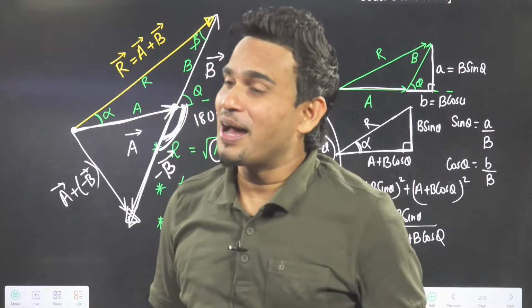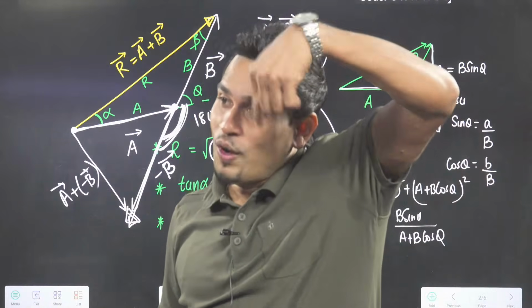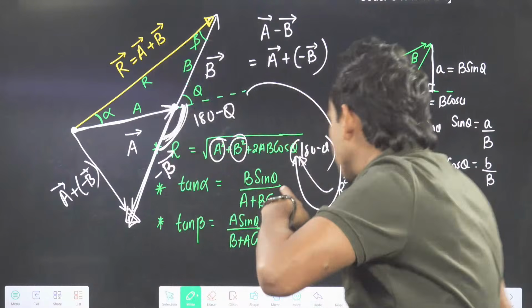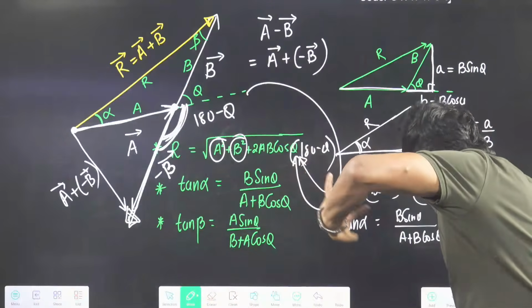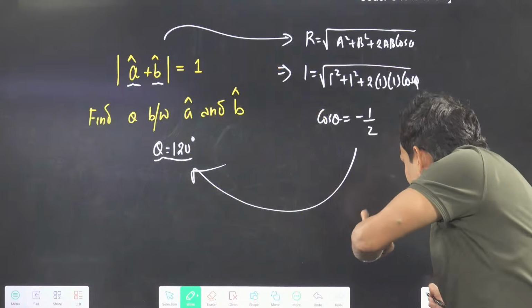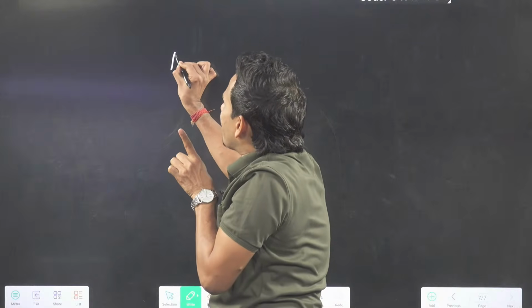Angle between A bar and minus B bar will not be theta. Now it will become 180, because minus B bar means it is reversed. That's why, this much is not required, I told you only for your understanding. So finally, always remember, resultant of addition.